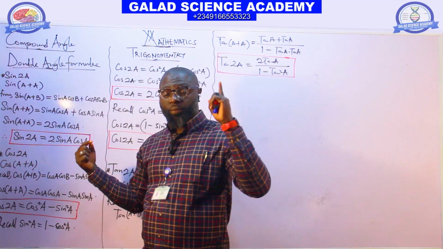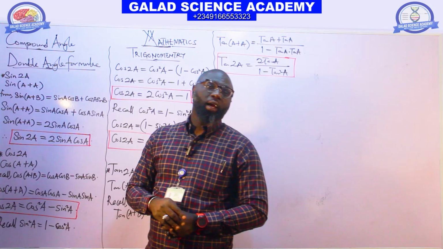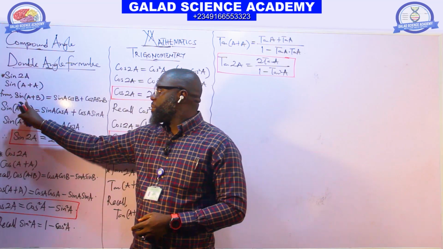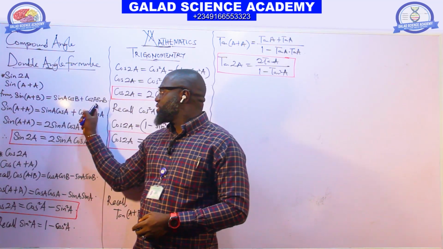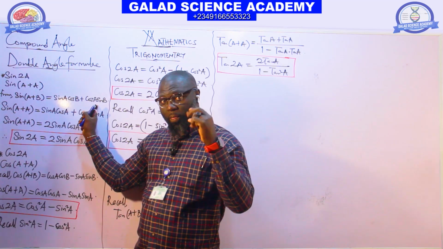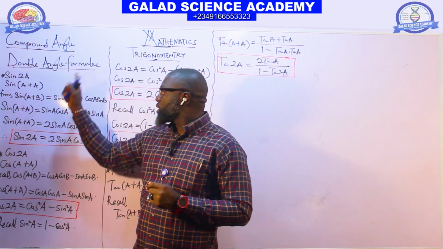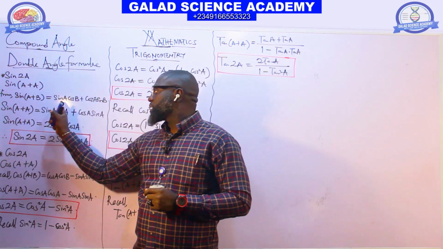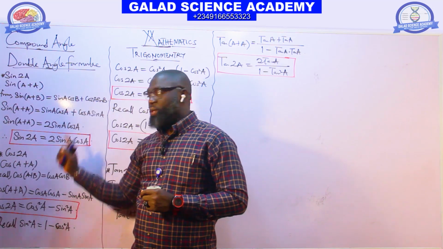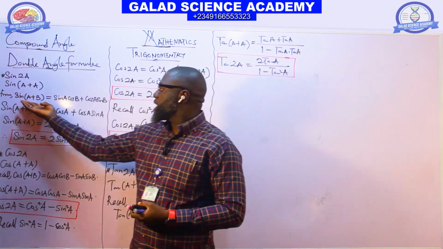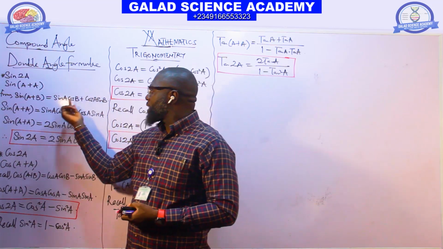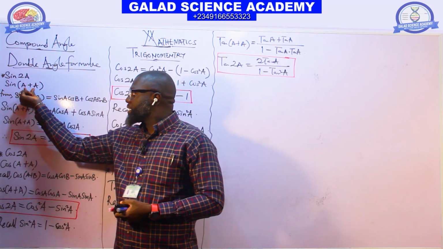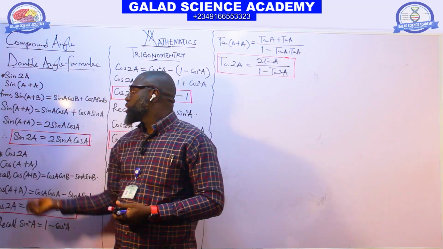From the compound angle of A plus B, the addition formula, we have this. We need to recall. I bring this from the addition formula of compound angle. Sine A plus B will give us sine A cos B plus cos A sine B. So from this expression, we can borrow this formula to simplify sine 2A.